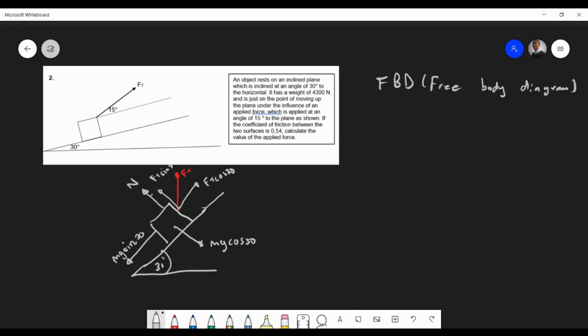If you guys remember, because it's on the point of moving up, we've also got some static friction happening here, right? And the static friction we normally denote as F equals mu N. So I'm saying this is all the forces on my body. Do you guys agree with this?